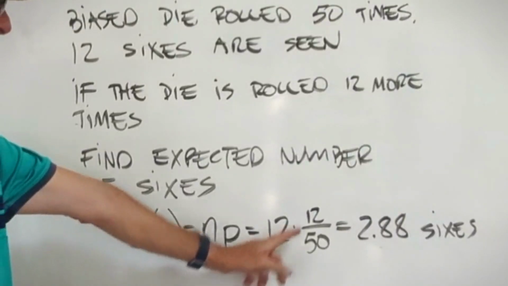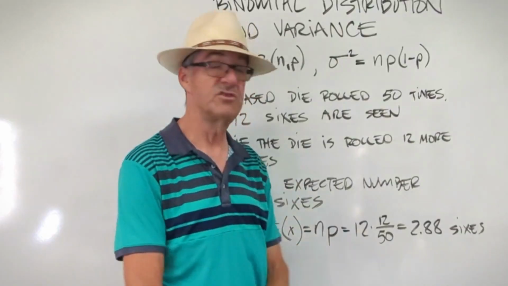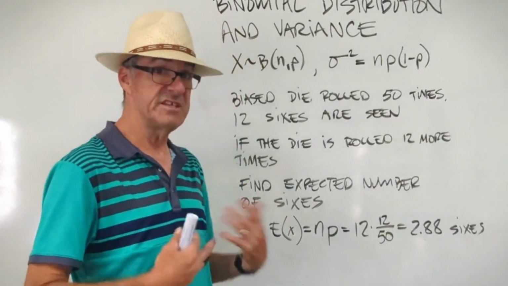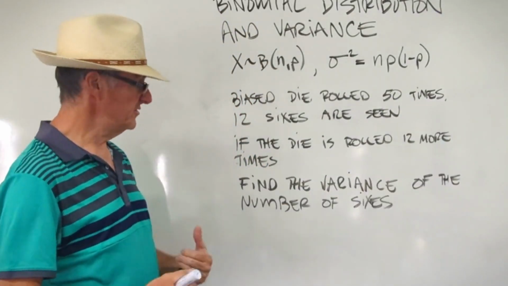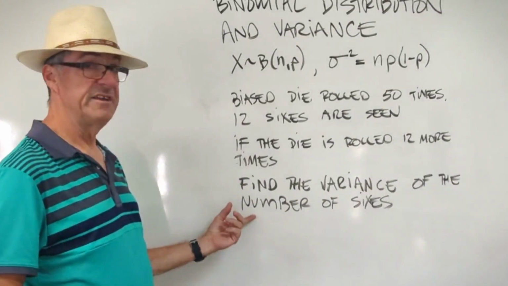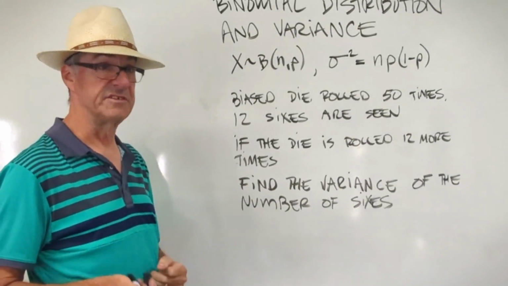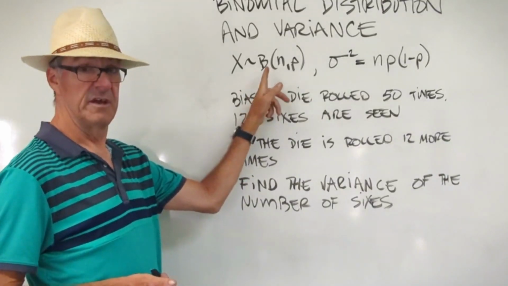So that's just going to be 12 times 12 over 50, which ends up being 2.88 sixes. So that's how many we would expect in 12 more rolls. Okay, let's do the variance. Find the variance of the number of sixes. So that goes back to this formula.